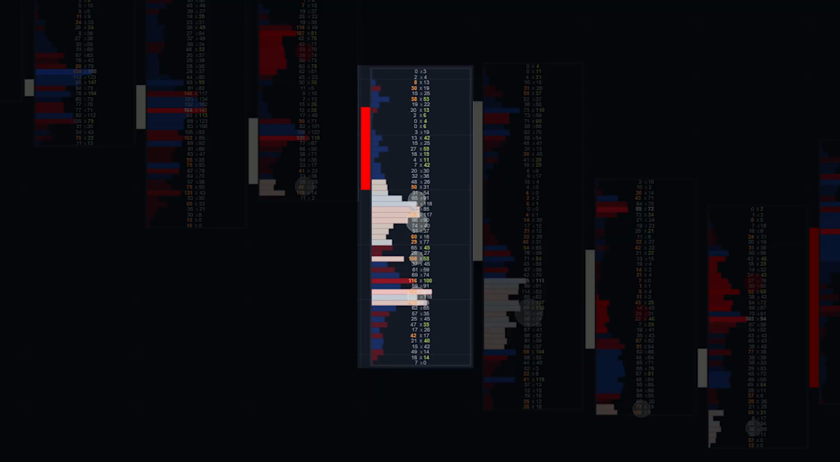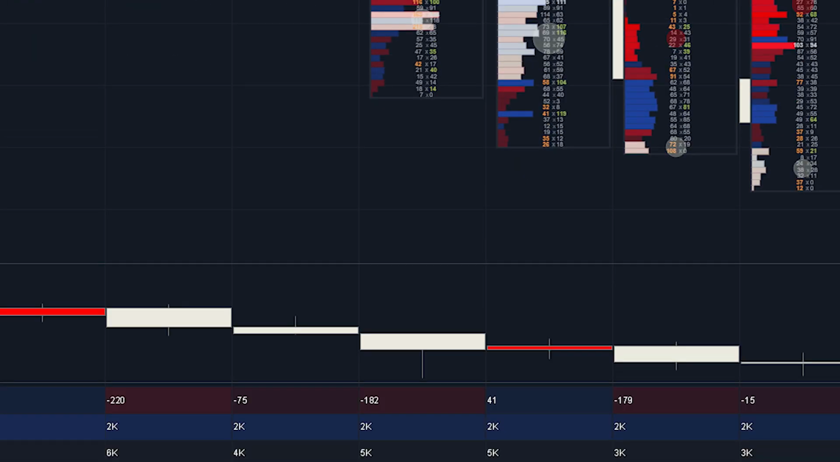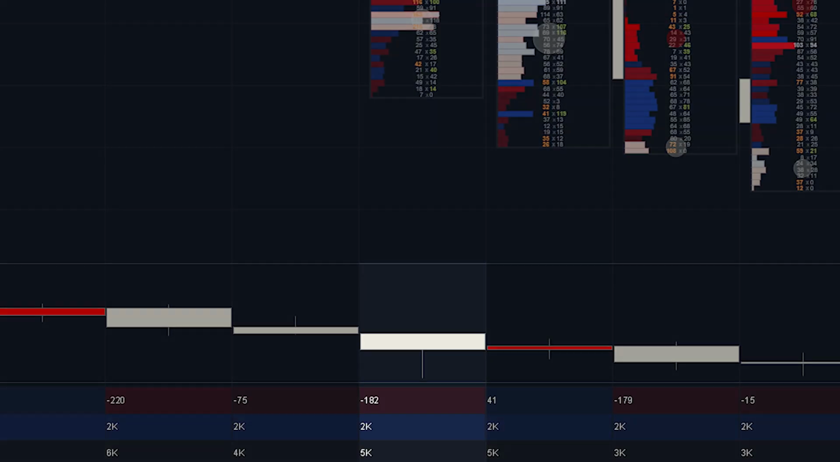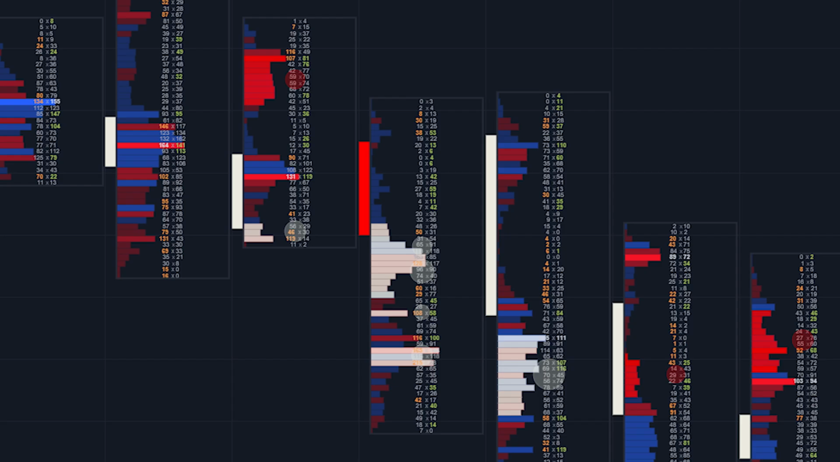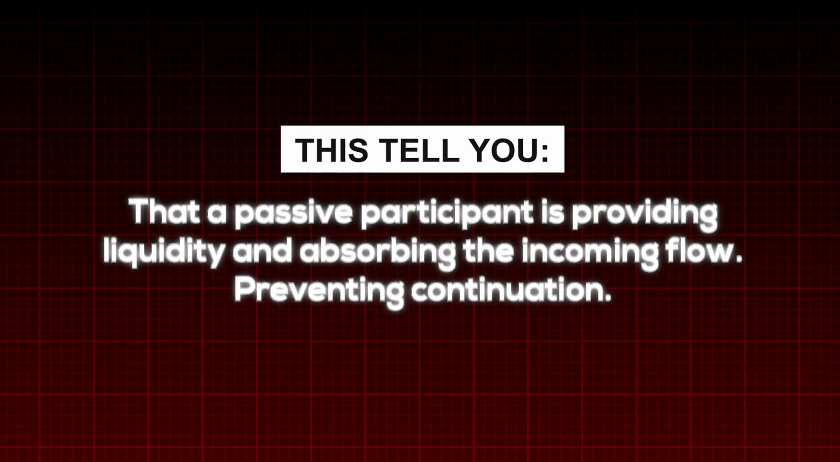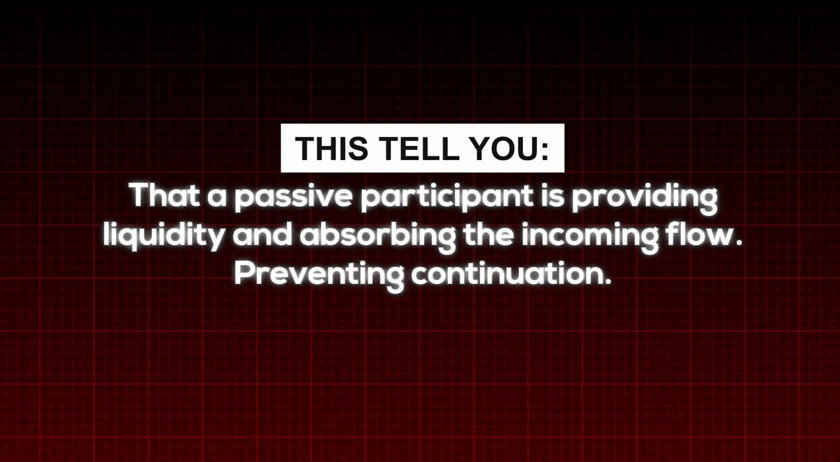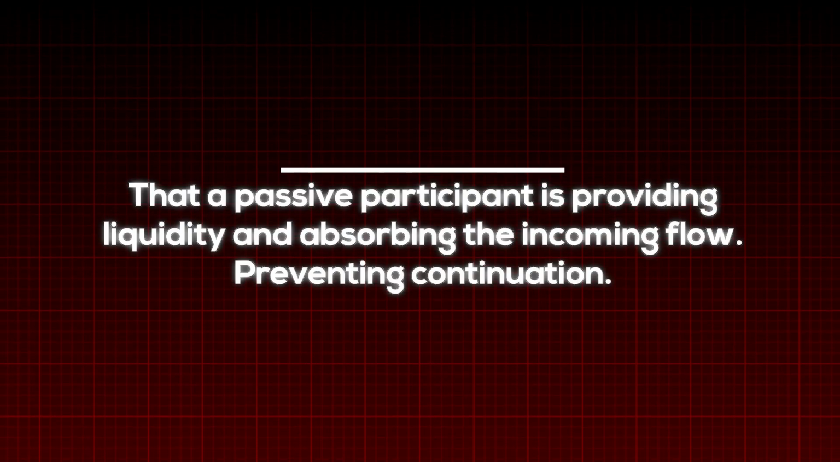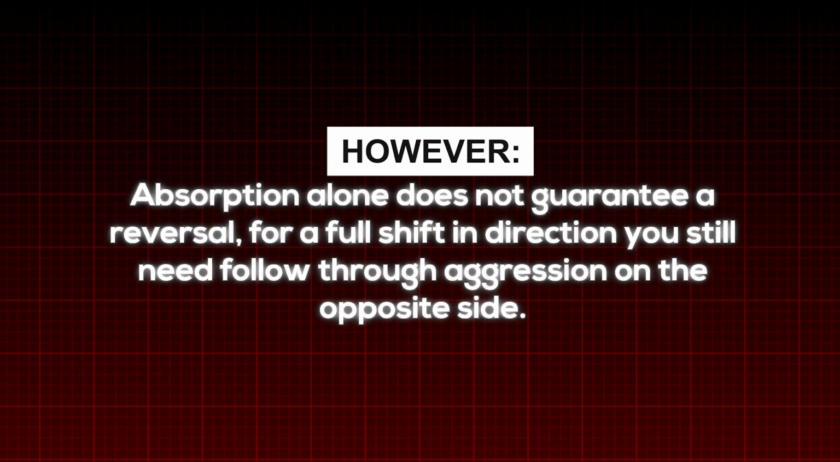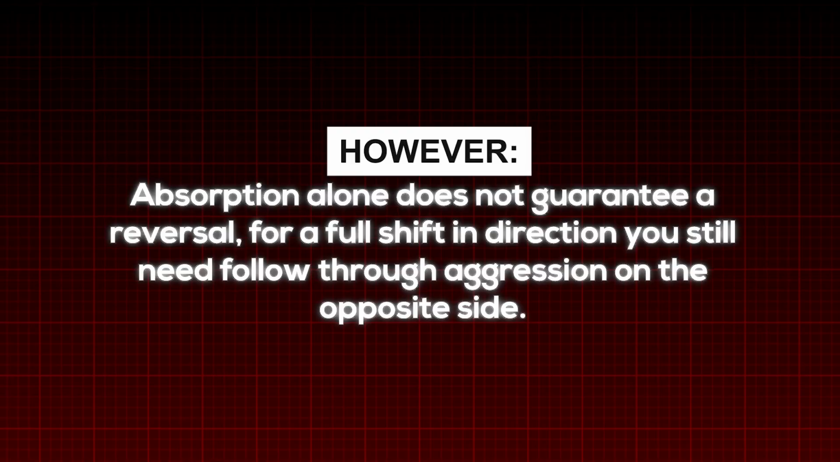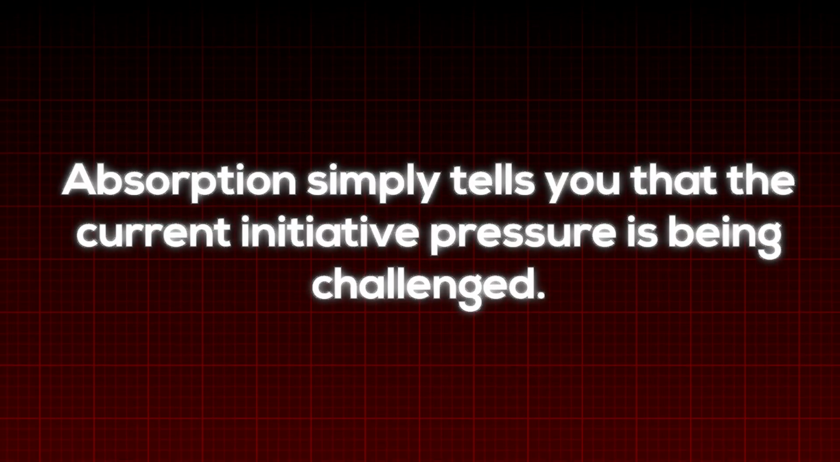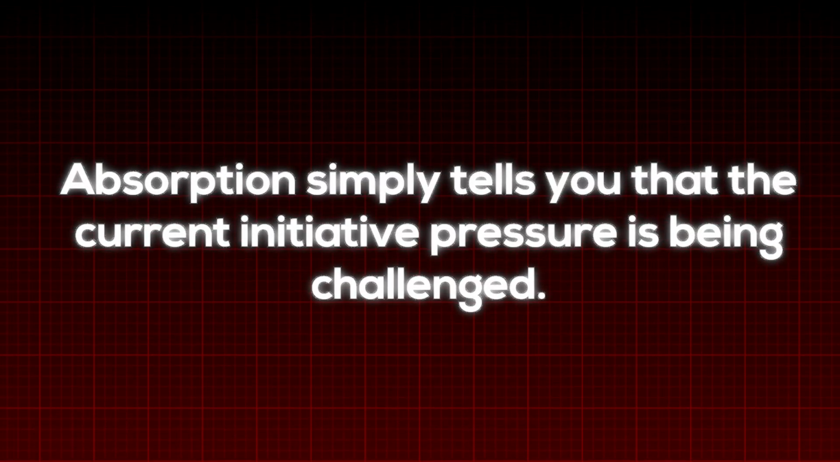Large aggressive volume appears at the bid or at the ask. Delta expands strongly in one direction, but price stalls or fails to make new highs or lows. This tells you that a passive participant is providing liquidity and absorbing the incoming flow, preventing continuation. However, absorption alone does not guarantee a reversal. For a full shift in direction, you still need follow-through aggression on the opposite side. Absorption simply tells you that the current initiative pressure is being challenged.